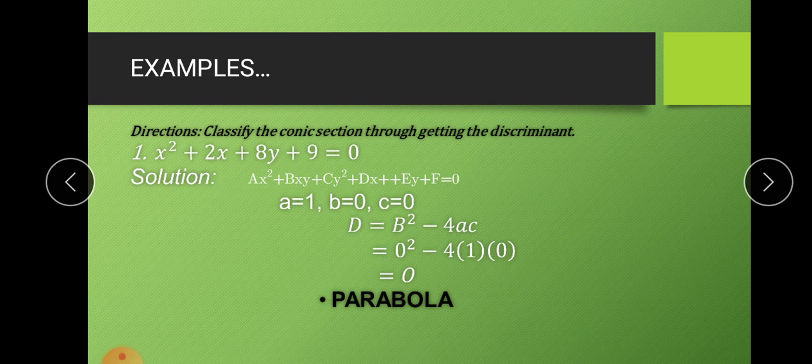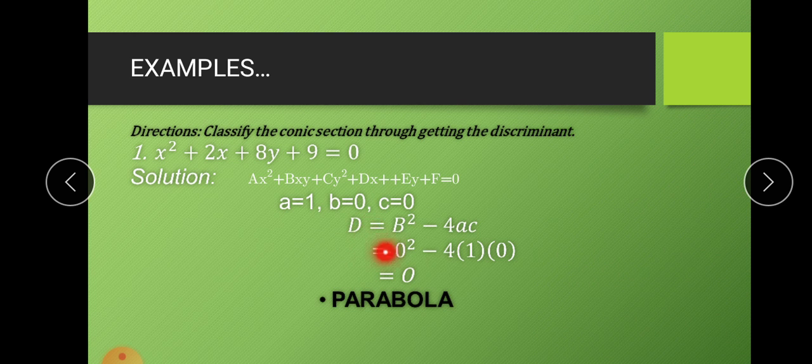x squared plus 2x plus 8y plus 9 equals 0. So first, by using the second-degree equation, we can find the values of a, b, and c. The value of a is equal to 1, the value of b is equal to 0, and the value of c is equal to 0. So now we have the values of a, b, and c, we can solve the discriminant.